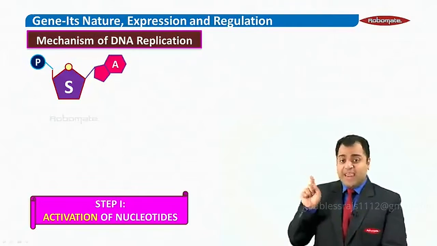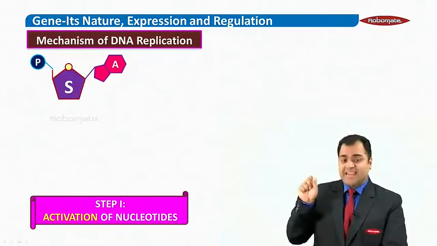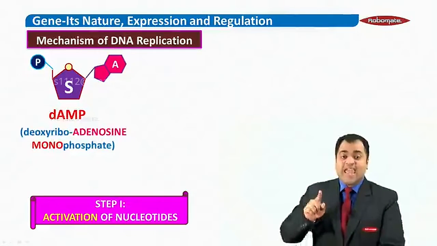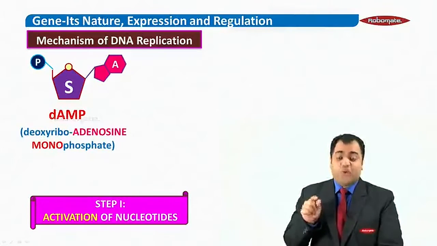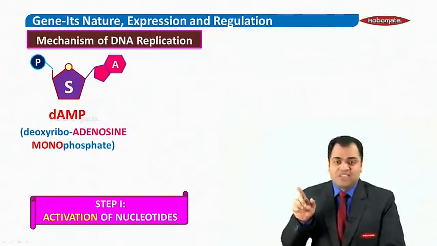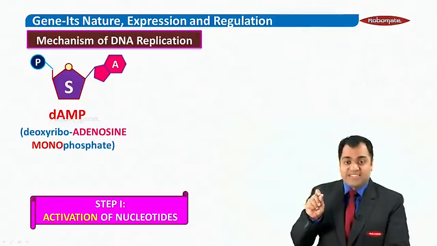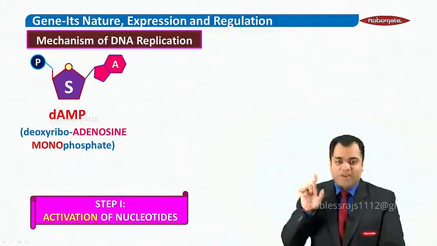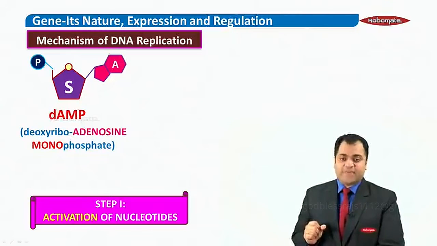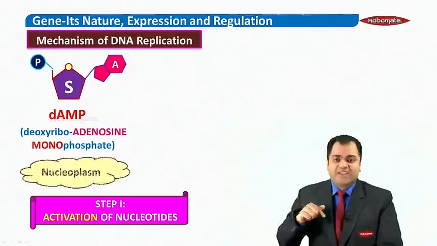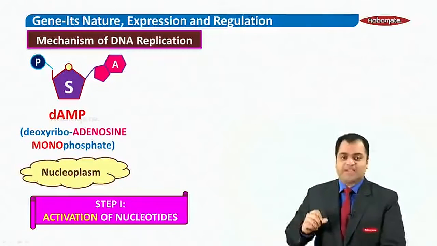Now I'm going to give it a name. Because it has adenine as a nitrogen base, I'm going to call this molecule DAMP, which stands for deoxyribo adenosine monophosphate, because it contains only one phosphate group. Now these monophosphates are seen freely circulating in the nucleoplasm.